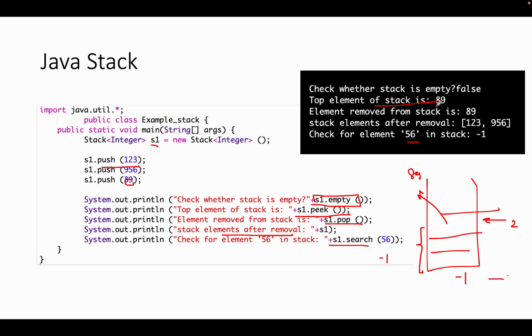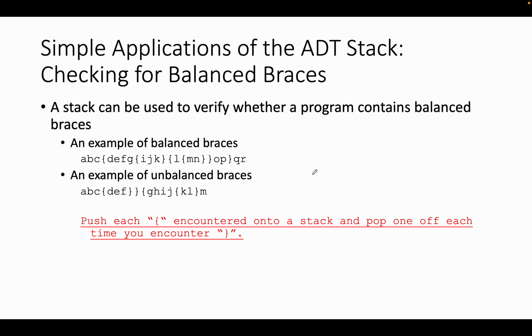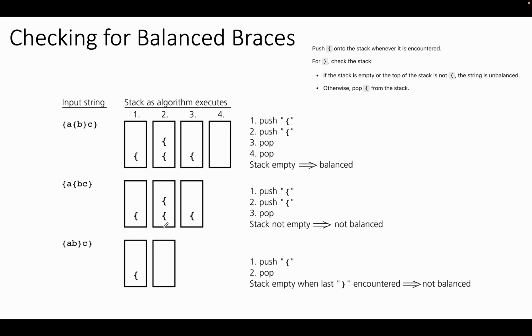So here is an example of the code for the Java stack. Another application we can use the stack for is checking brackets, whether they are balanced or unbalanced. Unbalanced means they open and don't close. Then how can we use a stack to solve this problem? So here is the pseudocode.